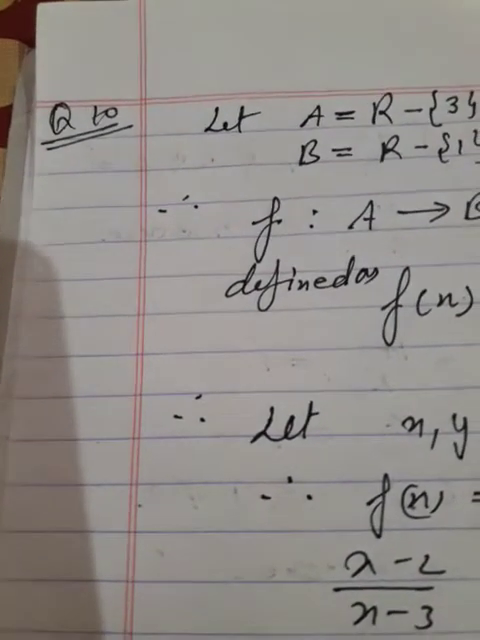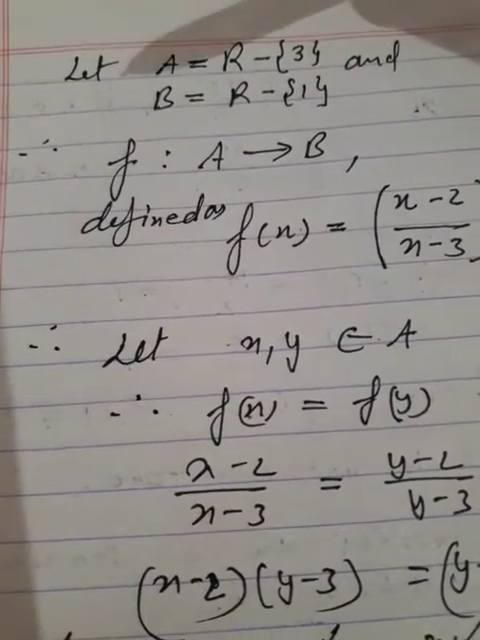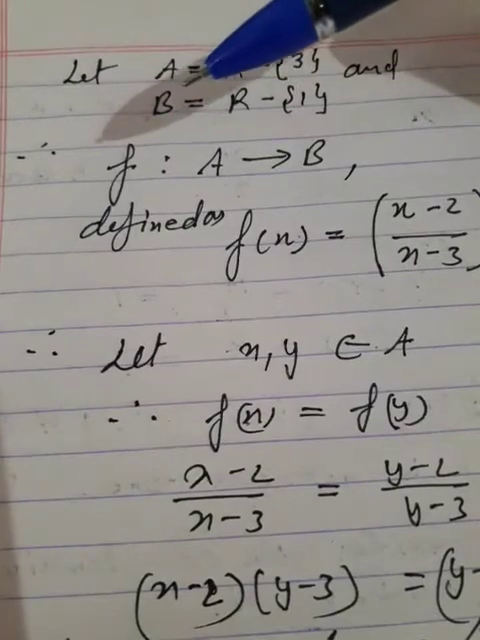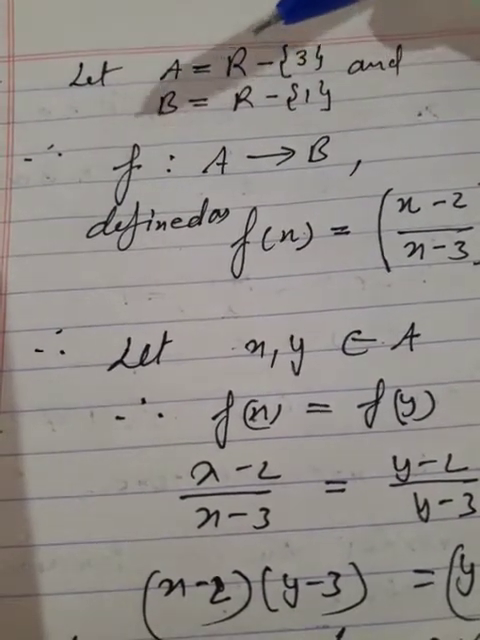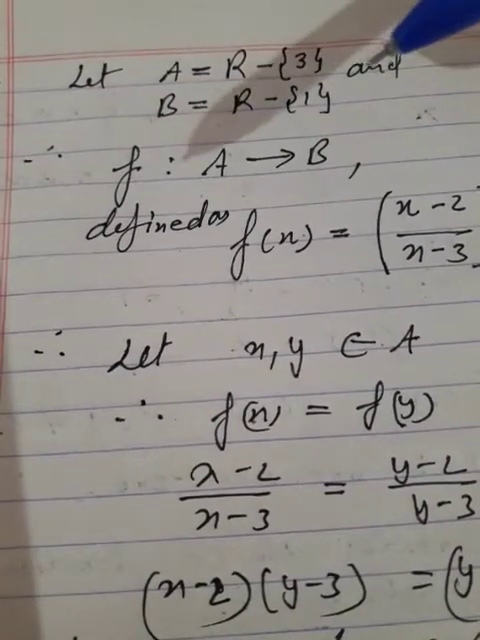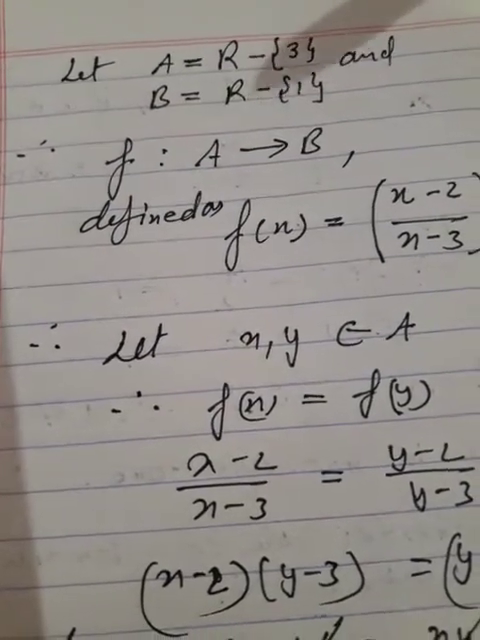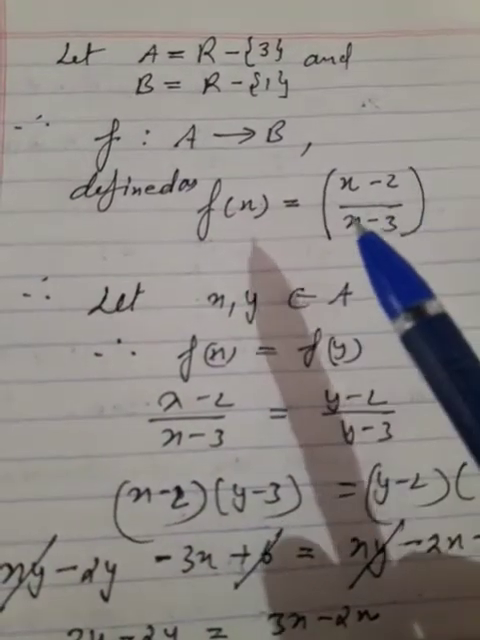Now, this is question number 10 of exercise 1.2. Here, a function is given from A to B such that A is the set of all real numbers except 3 and B also contains all real numbers except 1. So A is the domain, B is the codomain. In the domain, all real numbers except 3, and in the codomain, all real numbers except 1 are there, such that the definition of the function is f(x) equals (x minus 2) upon (x minus 3).